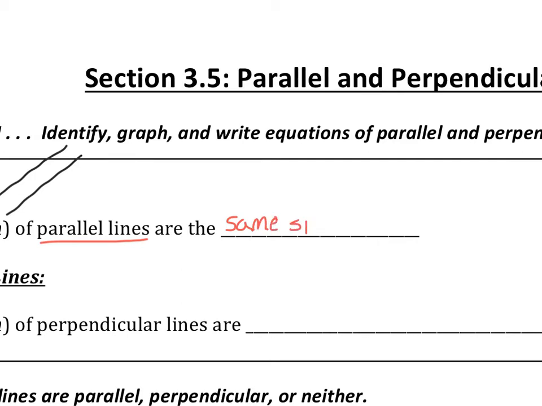So, if you look at two equations, and let's just say one of those equations may be y is equal to 3x plus 7 and maybe the other equation is y is equal to 3x minus 2. Then you look at your two slopes, both of them are 3, so you would have parallel lines.